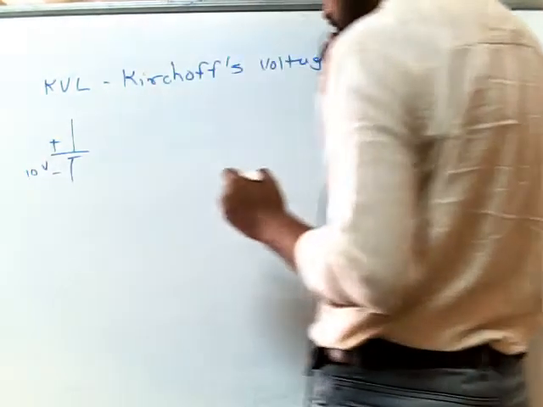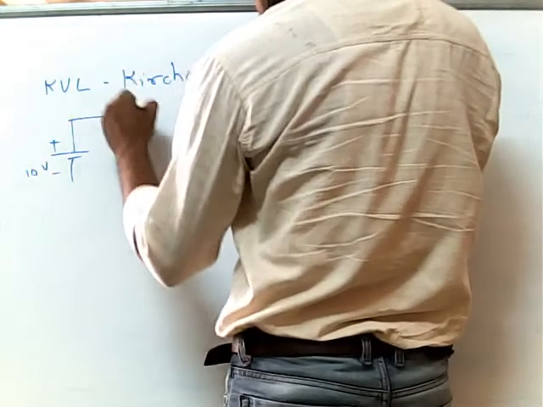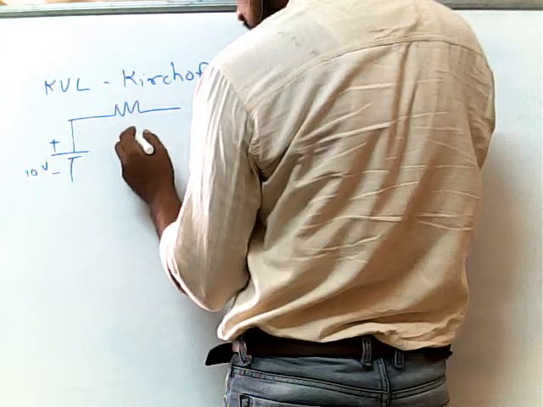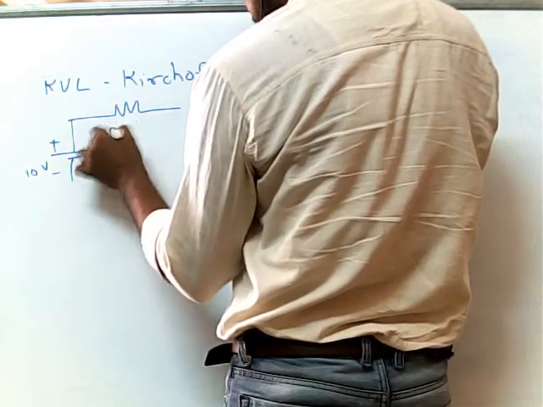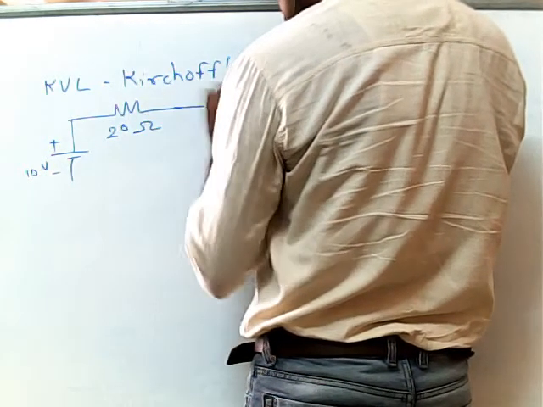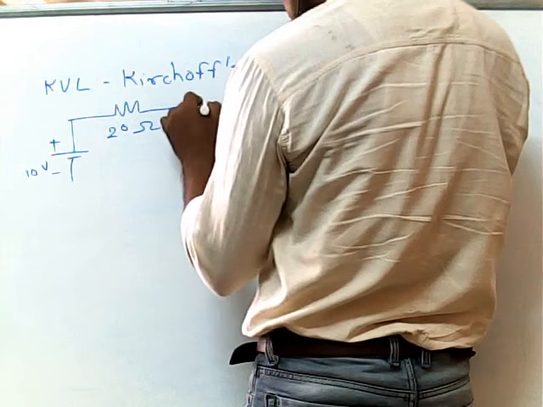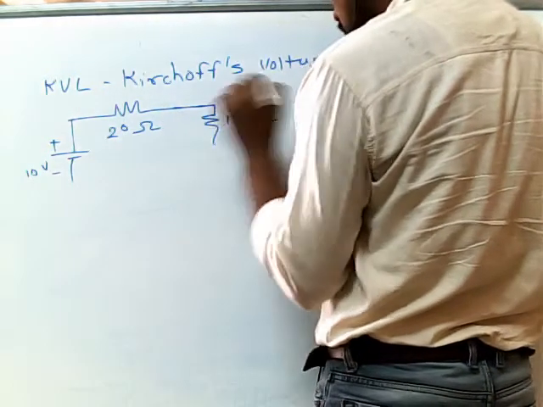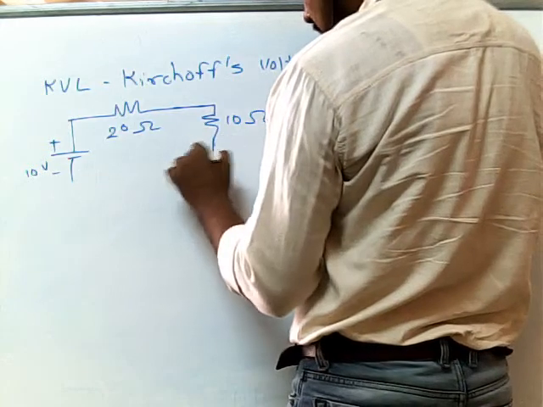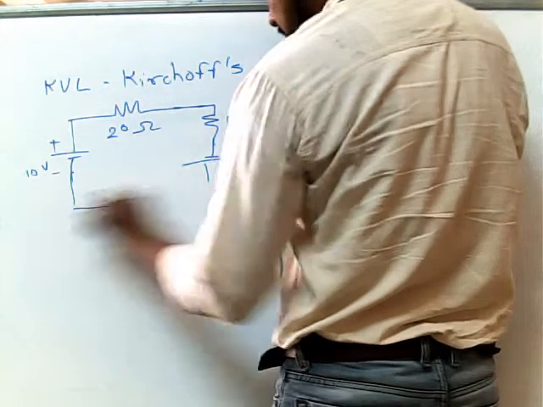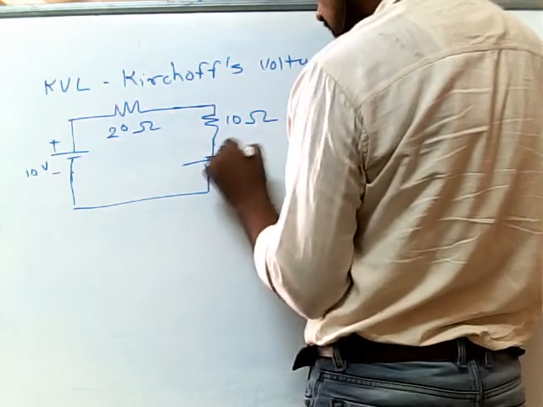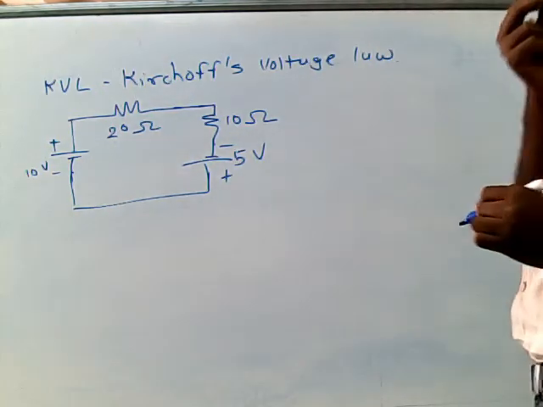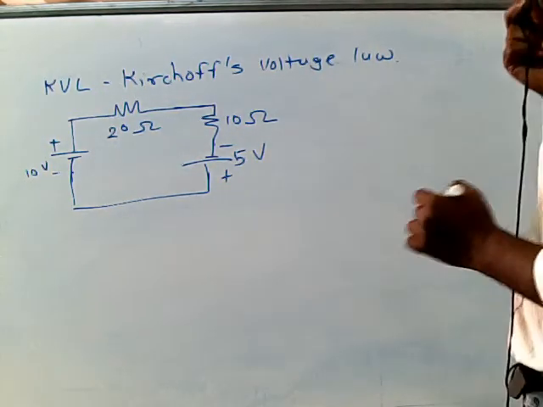Say this is one voltage source of 10 volt. Then some resistance, let's say of 20 ohm. Then again one resistance which has the value of, say, 10 ohm. And again a voltage source which has the value of, say, 5 volt. Now this is the circuit, a closed circuit. Now we will apply the KVL in this circuit.